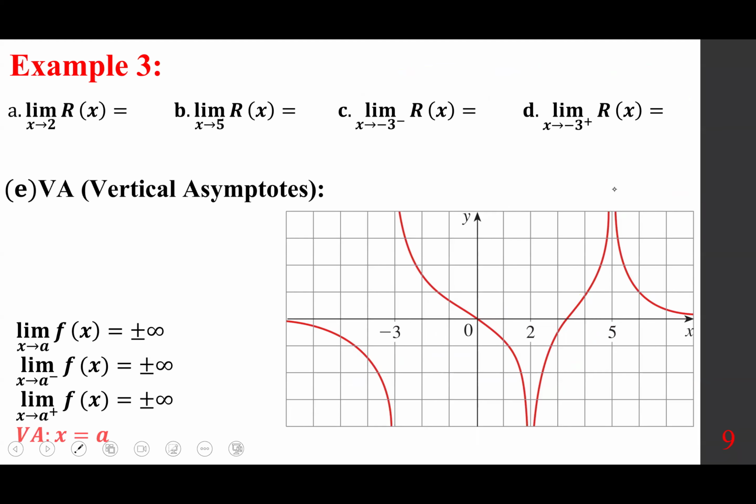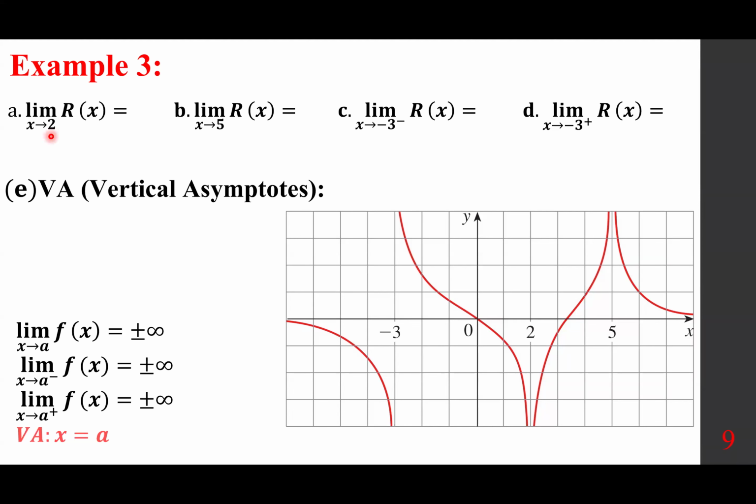Now, this example is about the concept of vertical asymptotes. Reminding everybody, vertical asymptote is the following. If we take a limit of a function f of x, as x approaches either a, or a from the left, or a from the right, and we end up with positive or negative infinity, then x equals a must be the equation of a vertical asymptote. So with that in mind, let's see what happens with the first one.